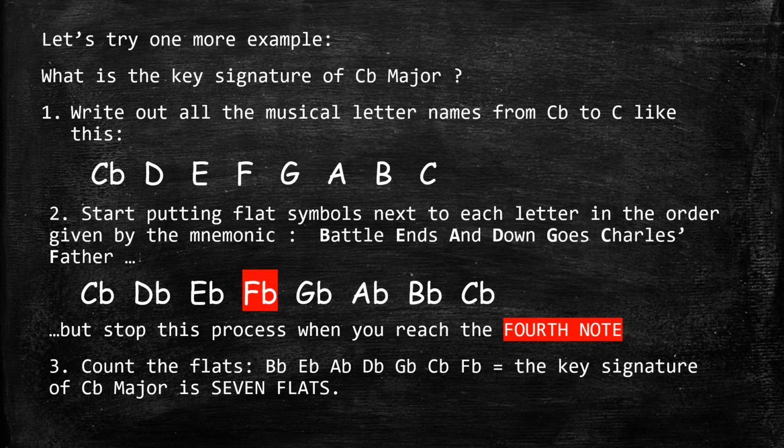1. Write out all the musical letter names from C flat to C like this. C flat, D, E, F, G, A, B, C. 2. Start putting flat symbols next to each letter in the order given by the mnemonic. Battle ends and down goes Charles' father. But stop this process when you reach the fourth note. 3. Count the flats. In this case, B flat, E flat, A flat, D flat, G flat, C flat, F flat. The key signature of C flat major is 7 flats.